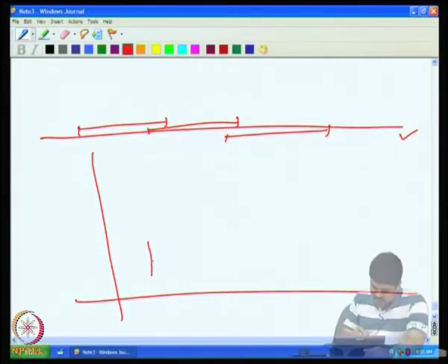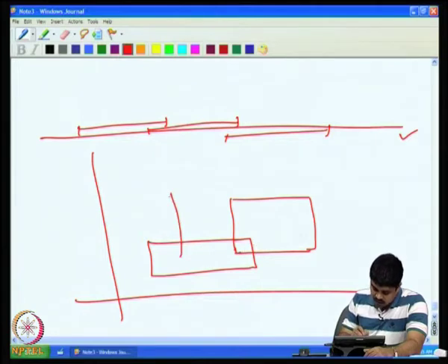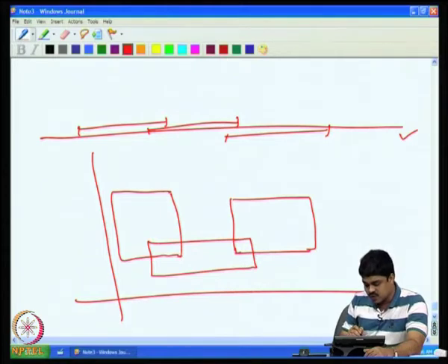Now, instead of considering intervals on the real line, what if I consider rectangles on the plane? For instance, I want to associate with each vertex an axis parallel rectangle on the plane, such that two axis parallel rectangles intersect if and only if those two vertices are adjacent. This is called a rectangle graph. If a graph can be represented like this, it is called a rectangle graph.